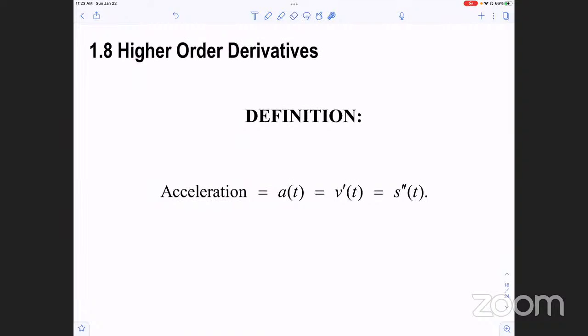Acceleration is going to be the derivative of the velocity function, which is essentially the second derivative of the position function. So you have some function that tells you the location of some object based on time. When you take the derivative of that, that gives you velocity. And when you take the derivative of the velocity function, that gives you the acceleration function. Okay.